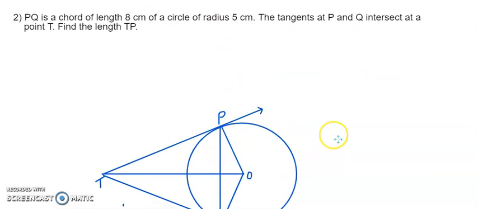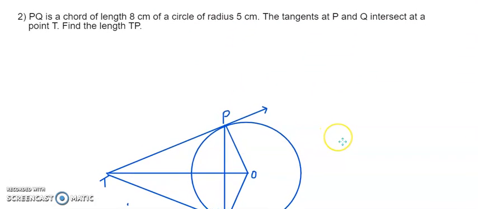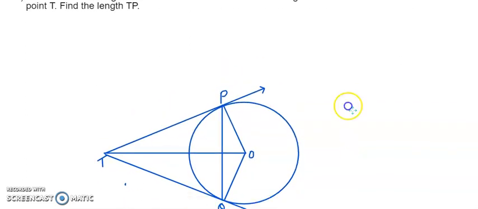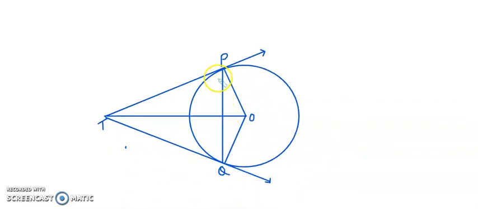Now, as you can see here, they are saying PQ is a chord of length 8 centimeter of a circle with radius 5 centimeter. And the tangents at P and Q intersect at T. So chord is PQ, which is 8 centimeter, radius 5. Let's label it. So this complete measurement is 8. Let me put an M here. That means this is 4 centimeter, this is 4 centimeter, radius is 5, radius is 5.